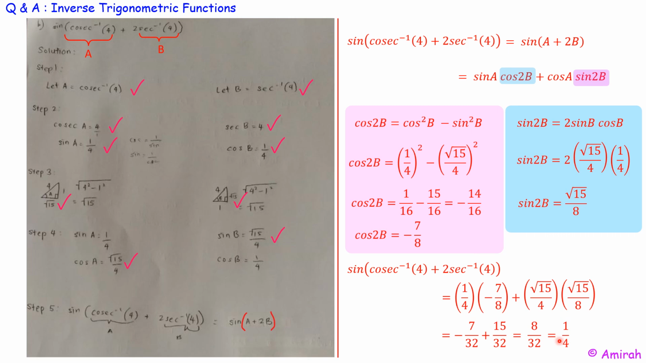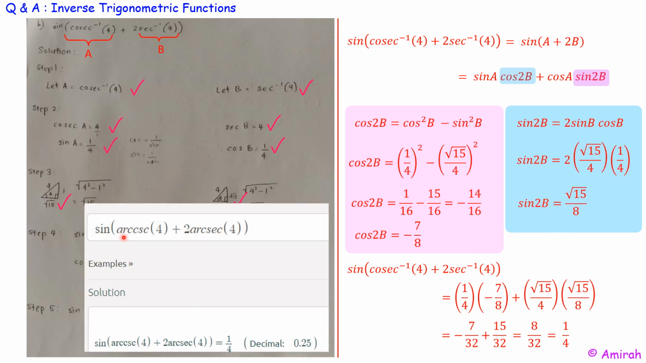We can check the final answer using symbolab.com. Okay, the question is sin inverse cosec 4. Under symbolab.com, we use inverse by arc, ARC, and then CSC means cosec, and then 4 plus 2, and then inverse sec means arc sec, and then 4. Then we press enter, so we get the final answer equals 1 over 4. Right? So this is the final answer. So you can check the final answer using symbolab.com. Right?